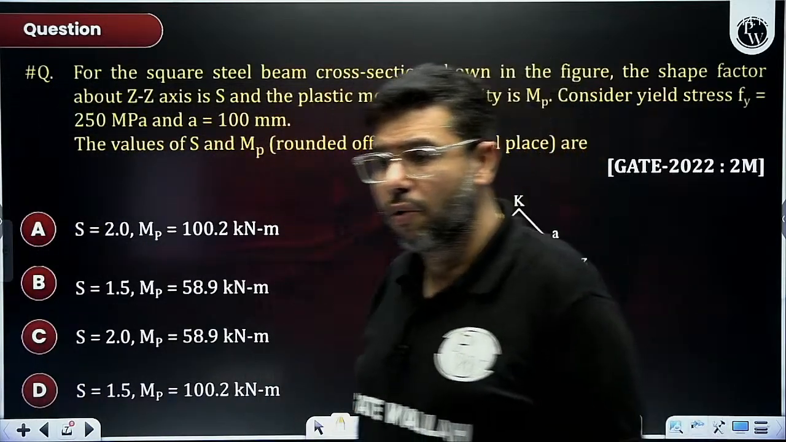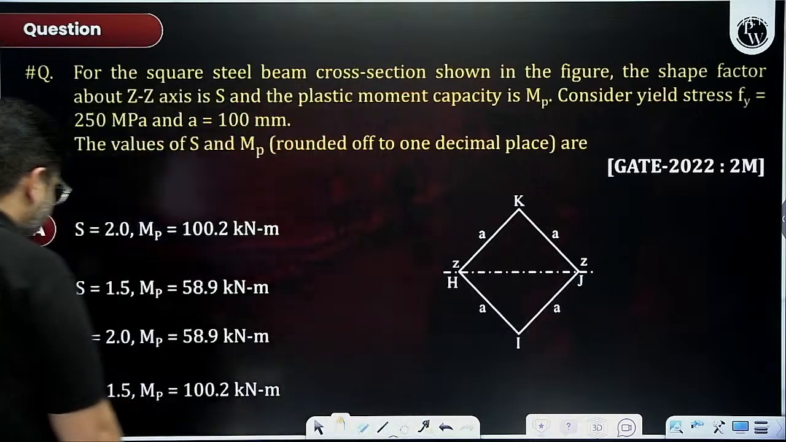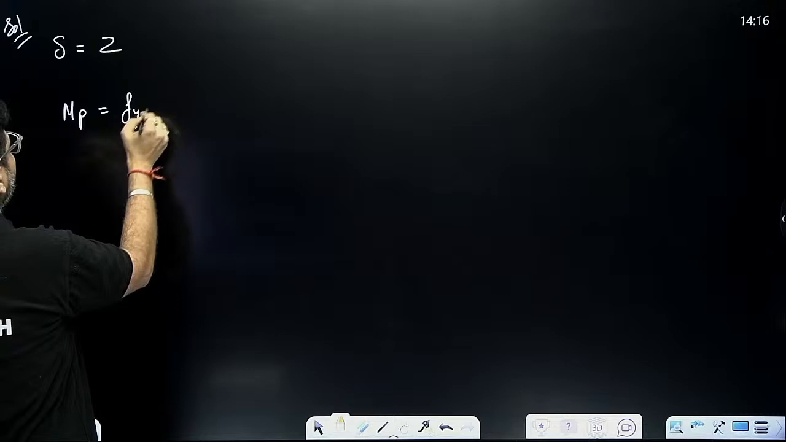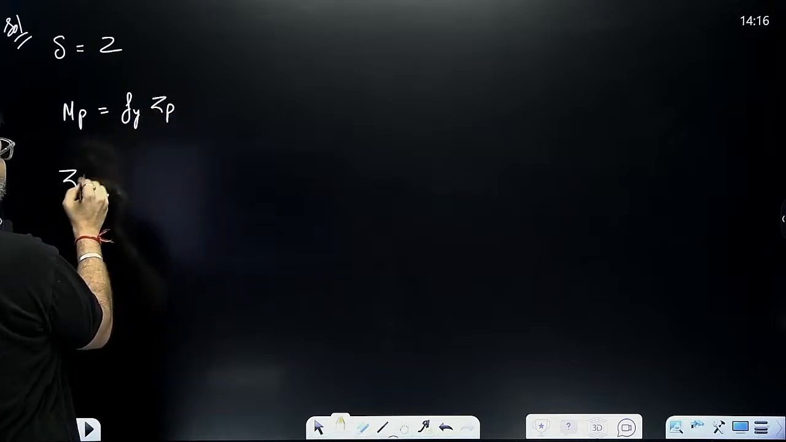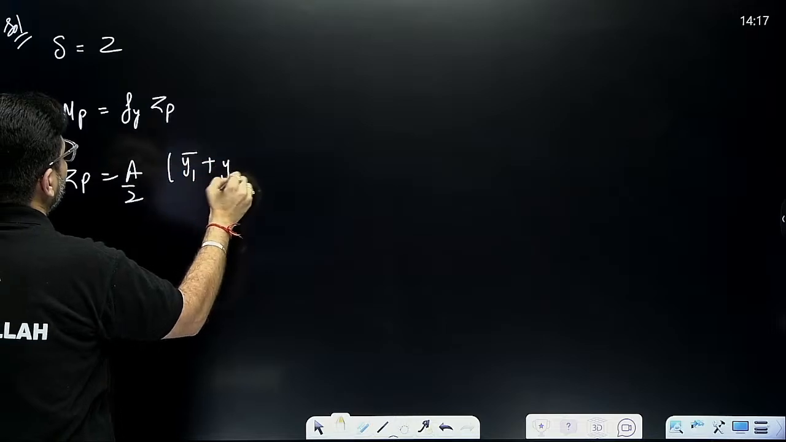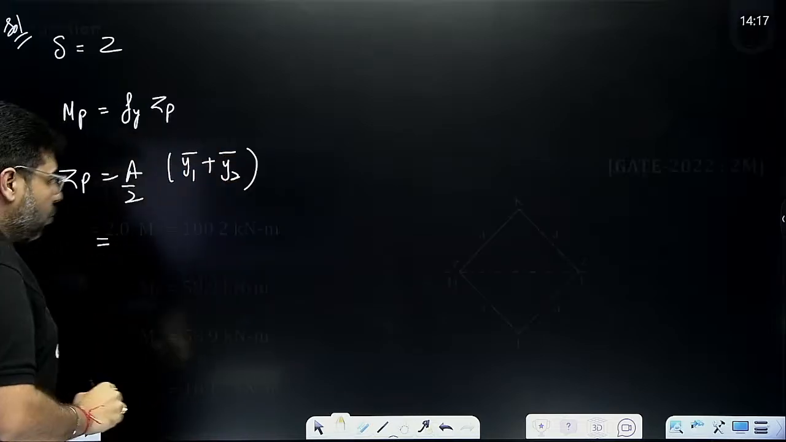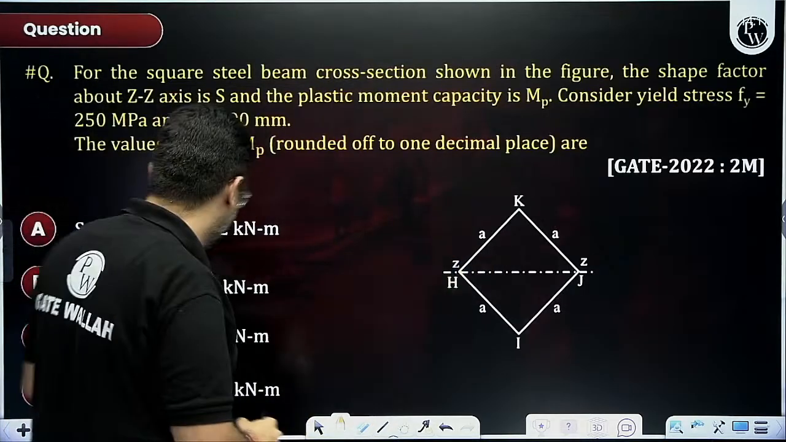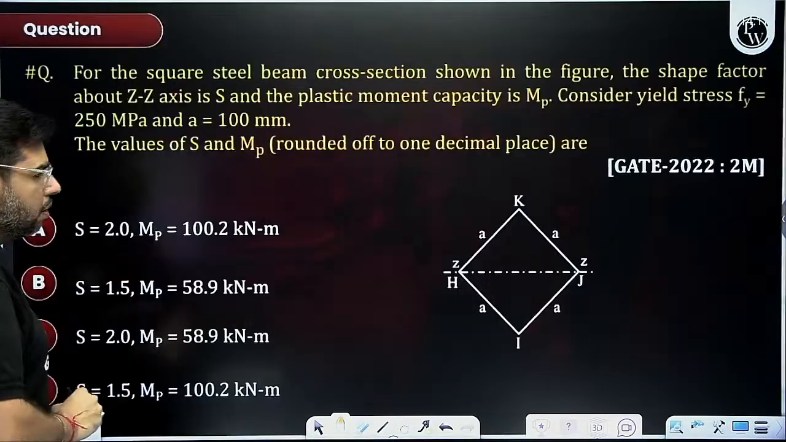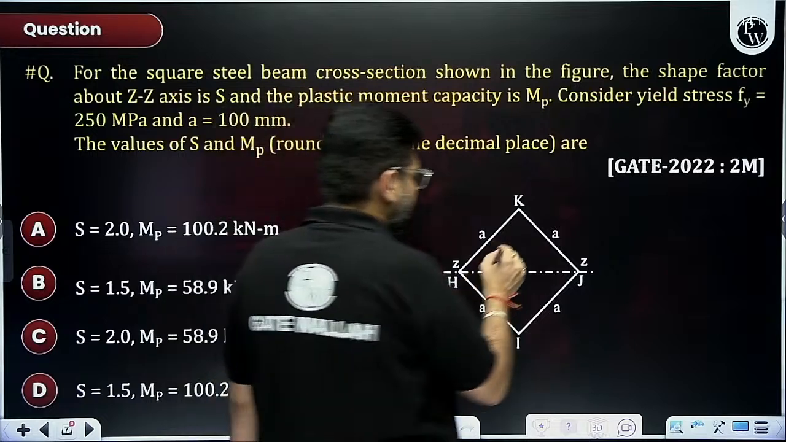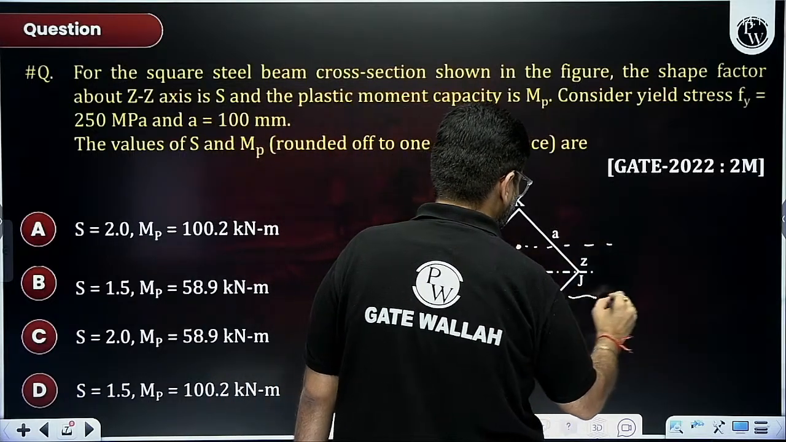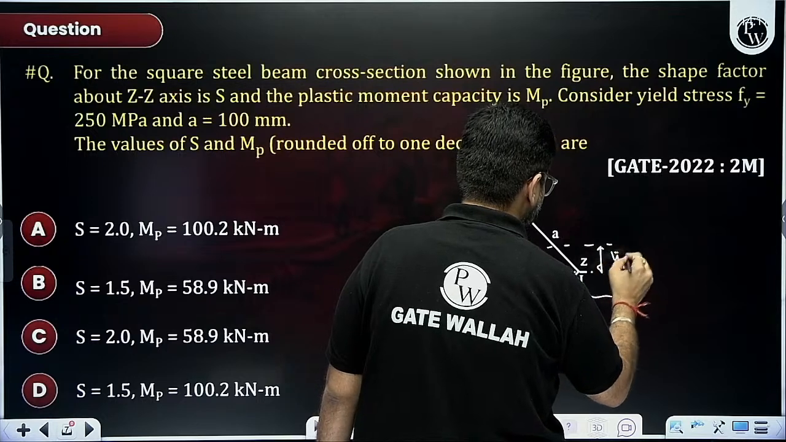For diamond section, shape factor is 2. Now we have to find out MP of the section. MP I can easily find. MP is equal to what? Fy into ZP. ZP is equal to A by 2 into Y1 bar plus Y2 bar. A by 2 is half of the area of the square. And Y1 bar is this one. This is my Y1 and Y2 bar, okay. That is depth of the CG.